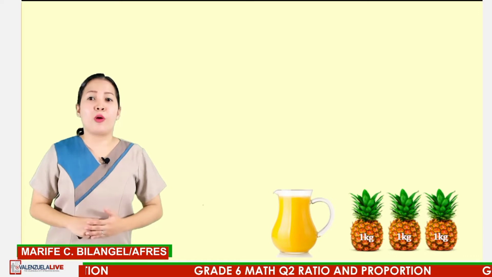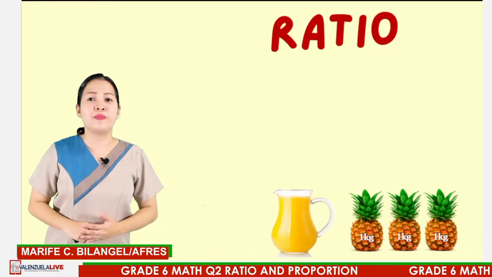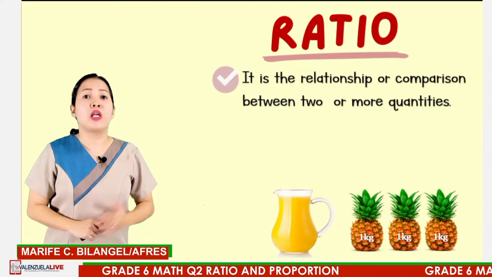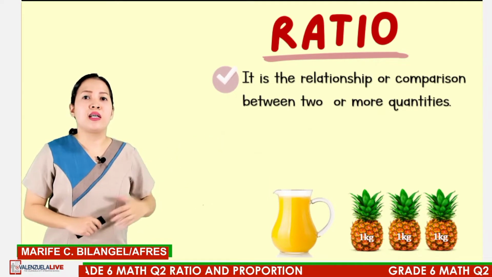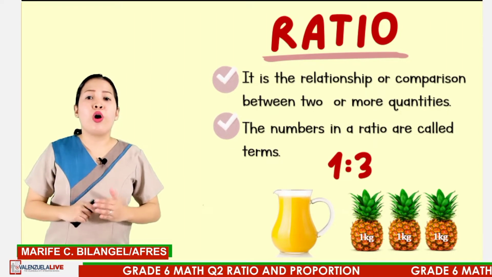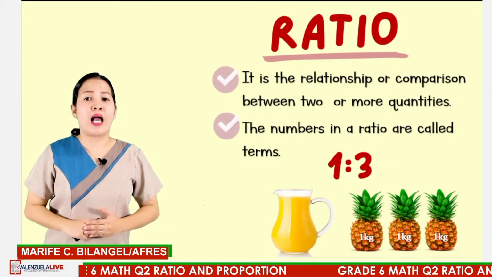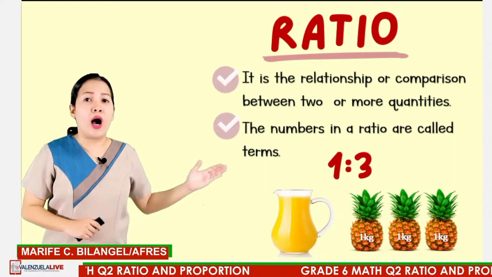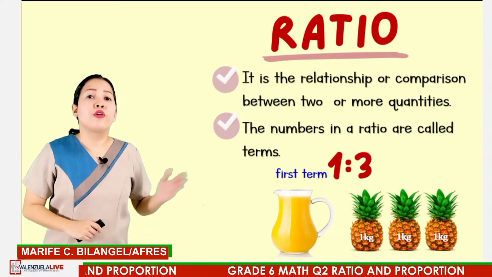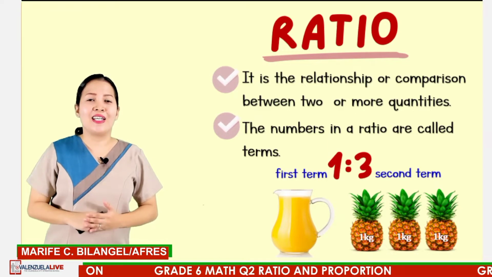And the relationship of 1 liter of pineapple juice to 3 kilograms of pineapple is what we call ratio. Ratio is the relationship or comparison between two or more quantities. The numbers in a ratio are called terms. The ratio of number of liters of pineapple juice to number of kilograms of pineapple can be written as 1 to 3, wherein 1 is called as our first term and 3 is called as our second term.